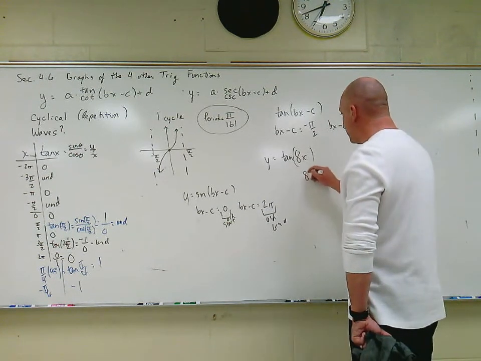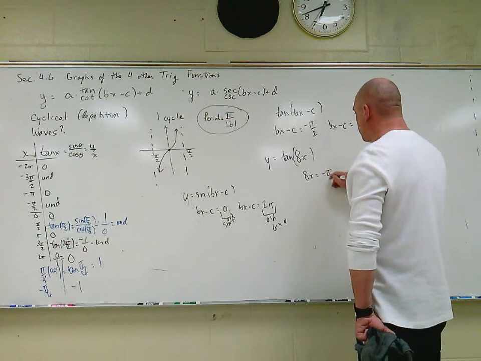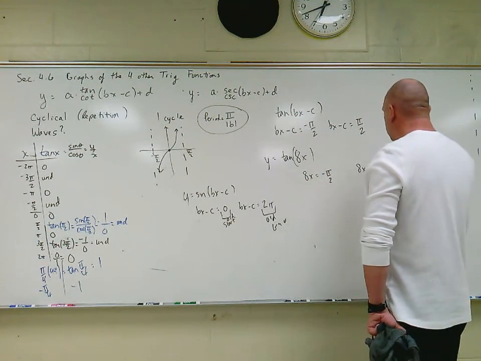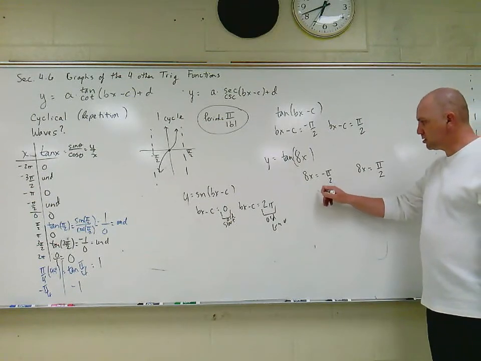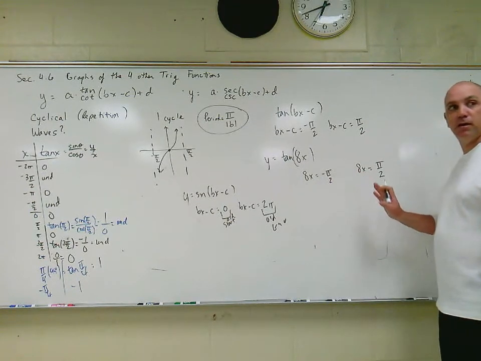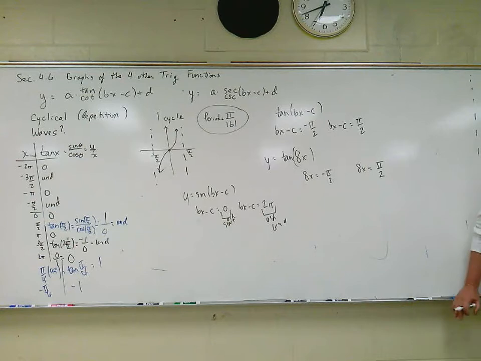So I would take 8x and set it equal to negative pi over 2, and I'm going to take 8x and set it equal to pi over 2. Because this is how I'm going to get the new start and new end. And then now we're just going to copy and paste. So don't overthink this, guys.